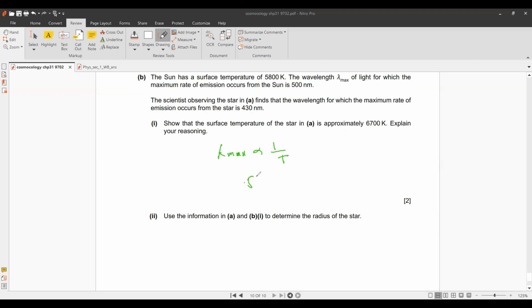Ali, what did you get? The sun has a surface temperature of 5800. The maximum wavelength for which the maximum emission occurs is 500. The temperature is to be found out, and the other wavelength value is 430 nanometers. So we divided the wavelength and temperature factors with each other.